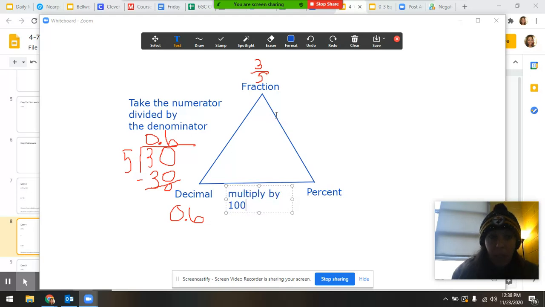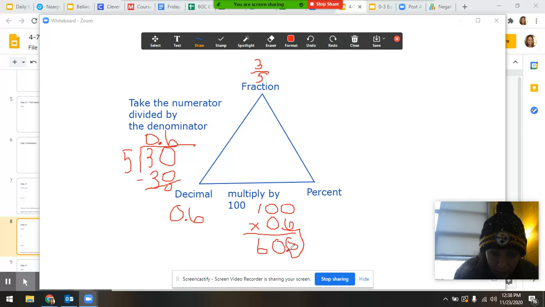Now, if I want to go from a decimal to a percent, multiply by 100. Okay, so I'm going to have my 100, and I'm going to multiply that by 6/10. So 6 times 0 is 0, 6 times 0 is 0, 6 times 1 is 6. Now I've got to move my decimal, so I move it one place this way. I'm going to bring it down and move it over this way. So I get 60 as a whole number. So that would just be 60%.